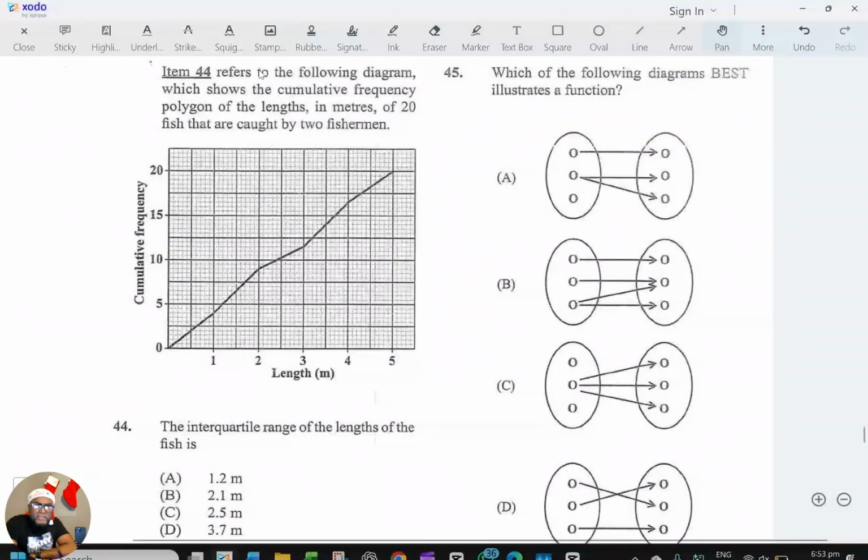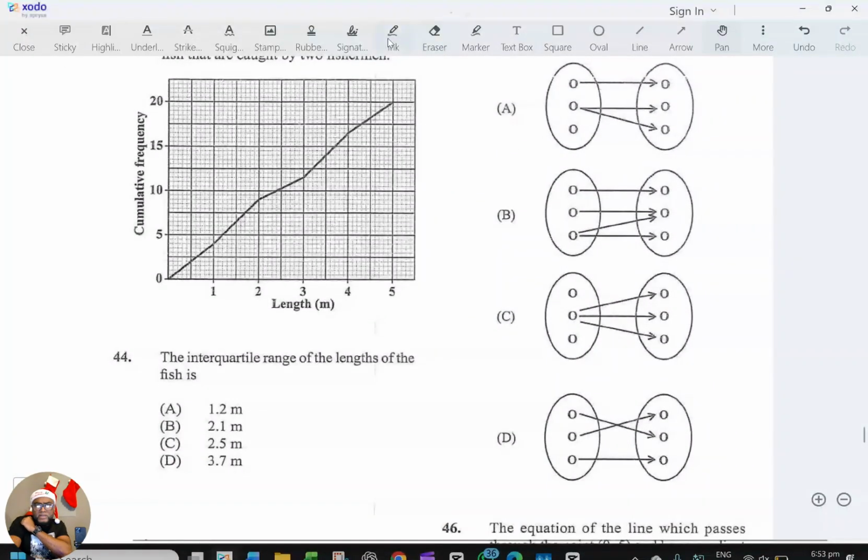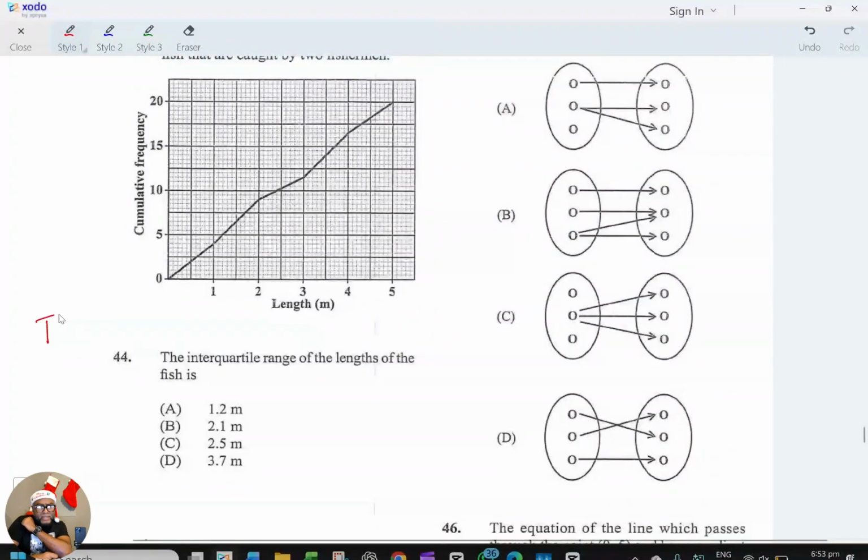So item 44 refers to the following diagram, which shows the cumulative frequency polygon of the lengths in meters of 20 fish that are caught by 2 fishermen. So the interquartile range of the lengths of fish would actually be, let me write that here, interquartile range will be equal to your upper quartile, which is Q3, minus your lower quartile, which is Q1. Q3 being your upper quartile.